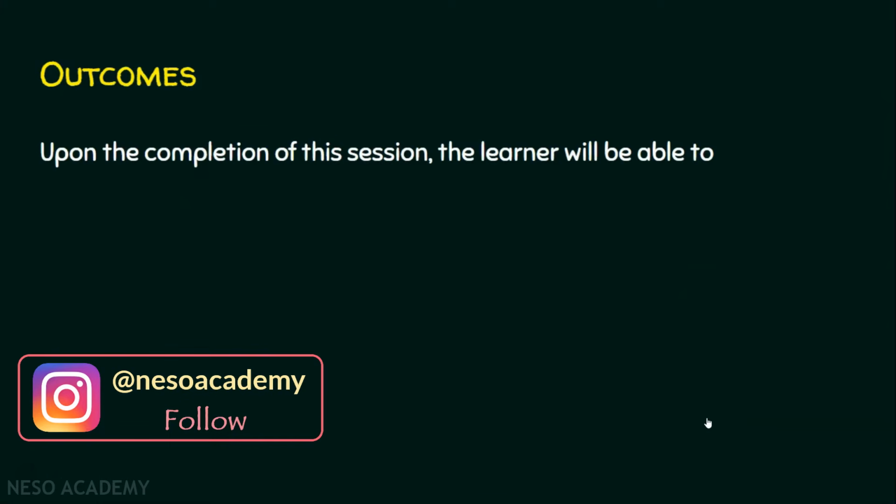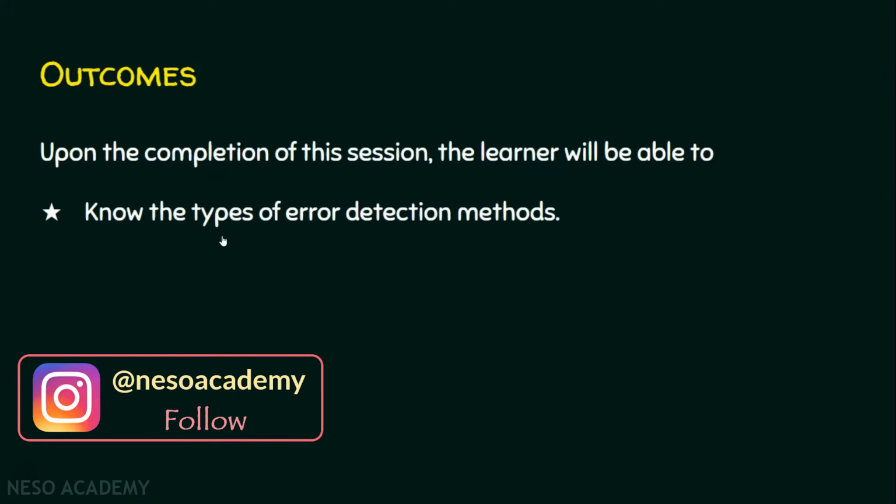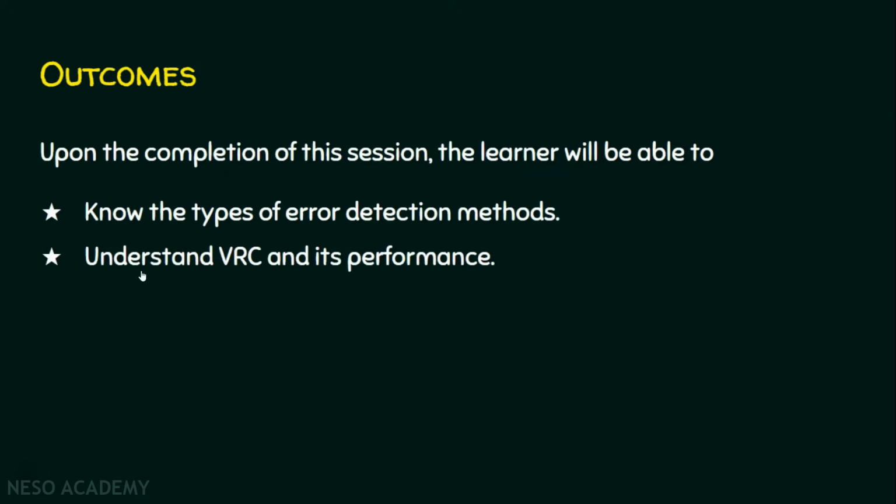Let's start the session with the outcomes. In today's session, we have two outcomes. Upon the completion of this session, the learner will be able to, outcome number 1, know the various types of error detection methods. Outcome number 2, understand VRC and its performance.